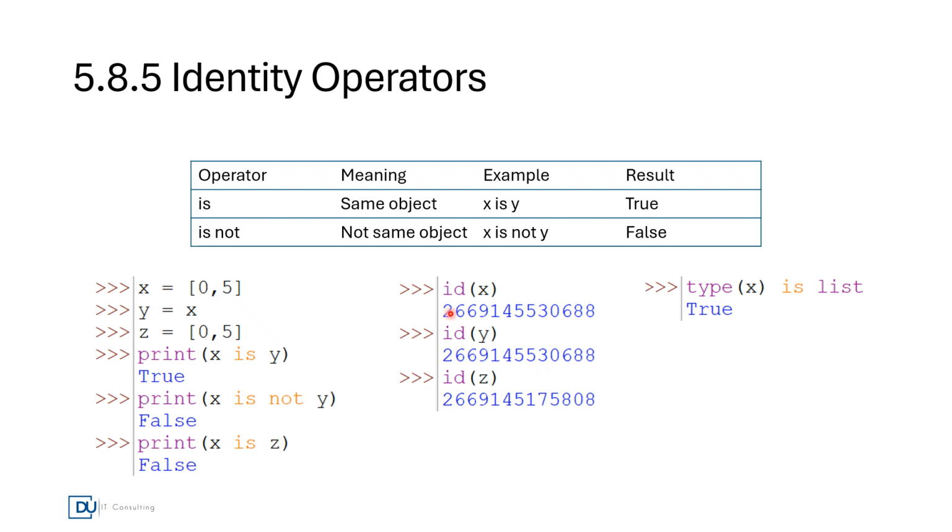You can verify that with the id of x, y, and z. The id of x and y are the same, but the id of z is different. And then we can also use type of x is list. We are comparing whether the type of x is equal to list or not, and the result is true.